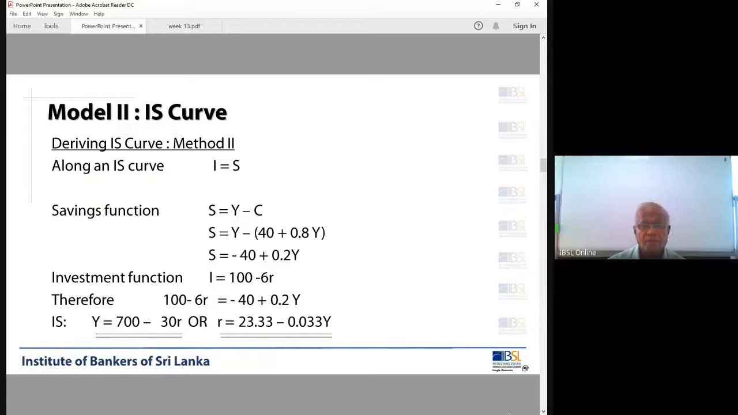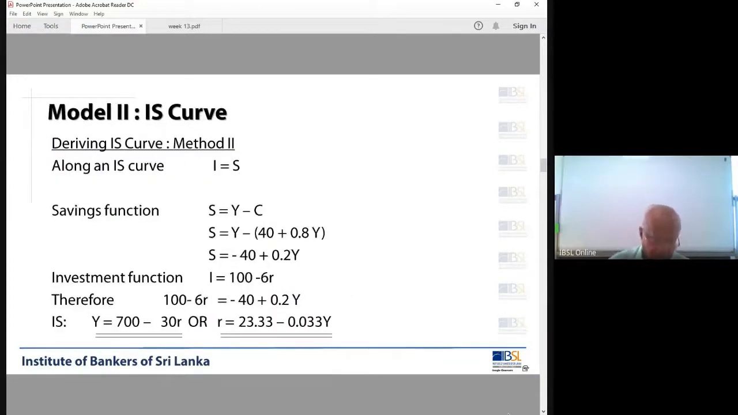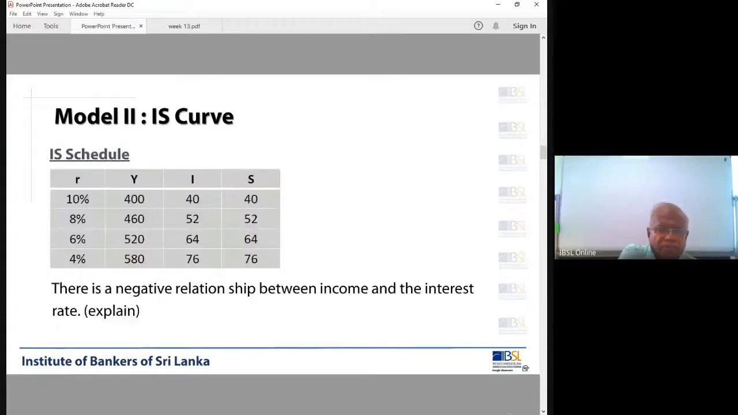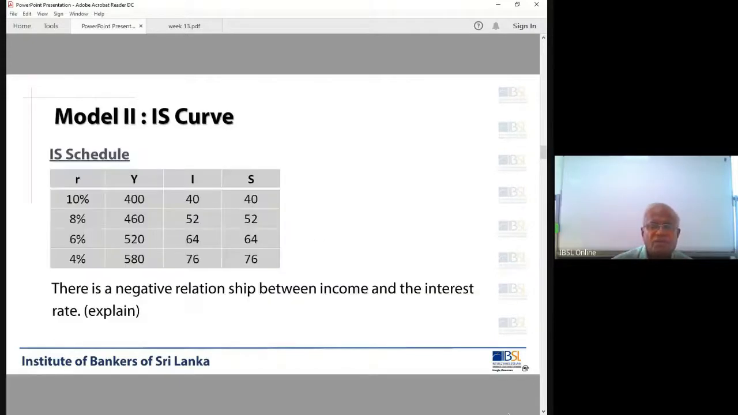Sorry, I made some mistakes. Income is 400. You substitute 400 into the savings function. 0.2 into 400 is 80. 80 minus 40 is 40. Savings is 40. Then 460: substitute 460 into the savings function. Substituting Y, you can calculate savings. If you calculate, savings is 52.